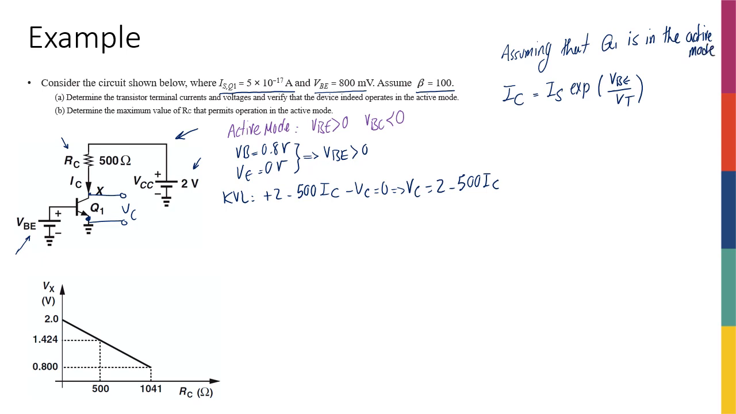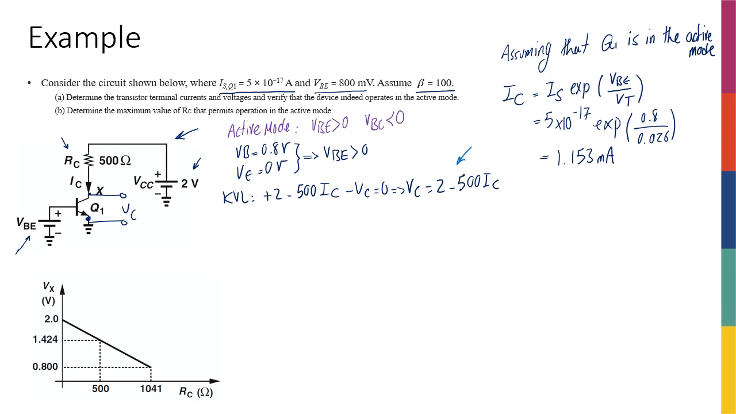Okay, the nice thing about this is that all of these parameter values are given to us. So IS is 5 times 10 to the negative 17, exponential of VB, which is 0.8, over VT, which is 26 millivolts. If I do the math for this, I'm going to get 1.153 milliamps. This is all based on this equation. You can see that this value of IC is all I need to actually do the verification, but just for the fun of it, let's actually calculate IB and IE as well.